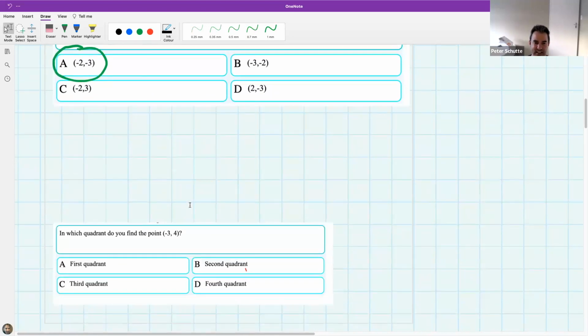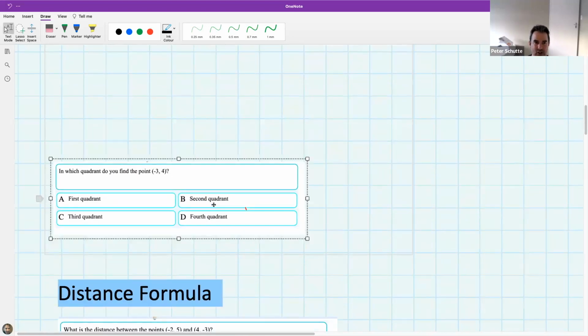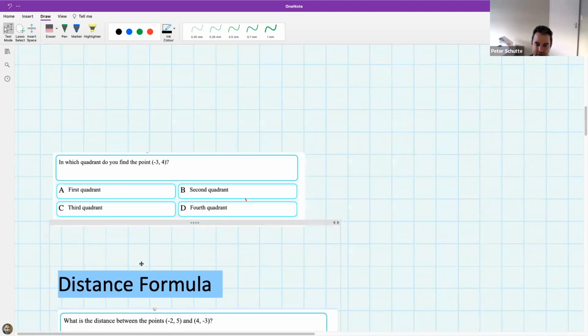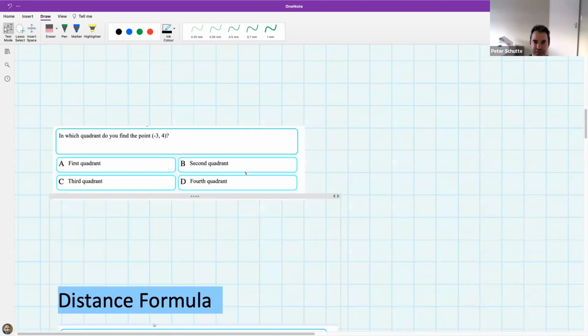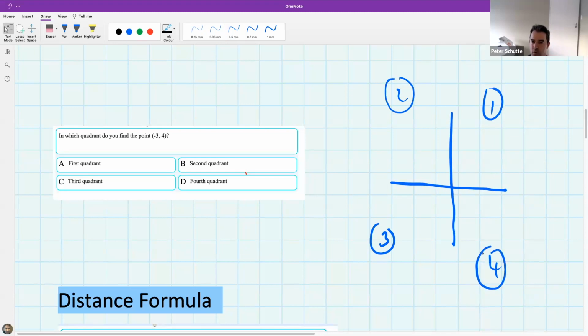Cool. I like it. It's nice to have some fun recapping. Okay. In which quadrant do you find the point -3, 4? Is it in the first quadrant, the second quadrant, the third quadrant, or the fourth quadrant? Remember, we did this at the beginning, and this is quadrant 1, this is 2, this is 3, this is 4. So which quadrant is -3, 4 going to be in?